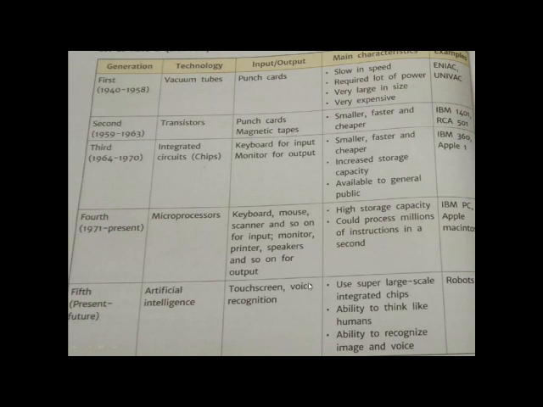Okay, and example of fifth generations are robots. It is not so common nowadays, but in future, definitely we all use fifth generation computers. And fifth generation computers use touch screens and also voice recognition technology to input and output data. Clear? So you have to study this table.